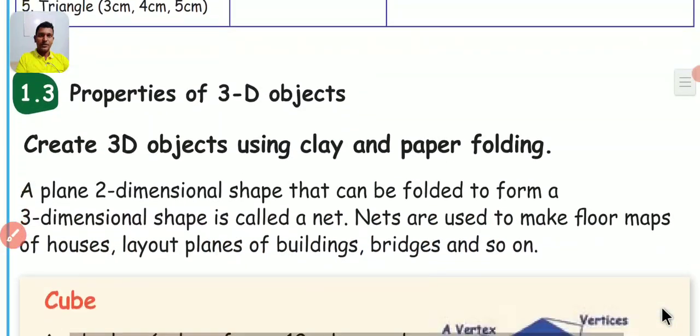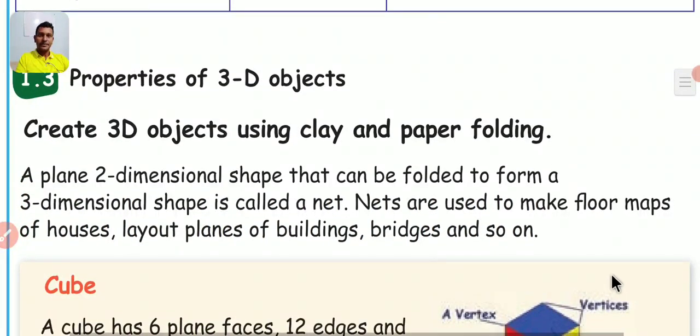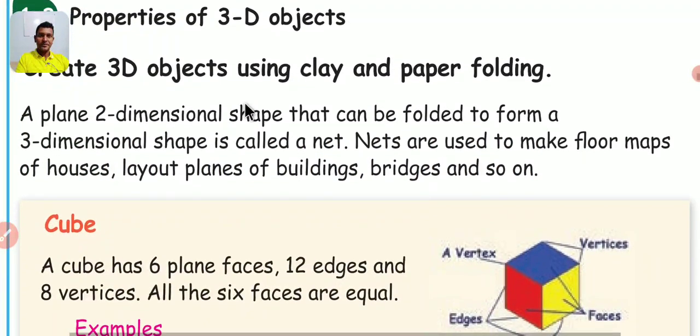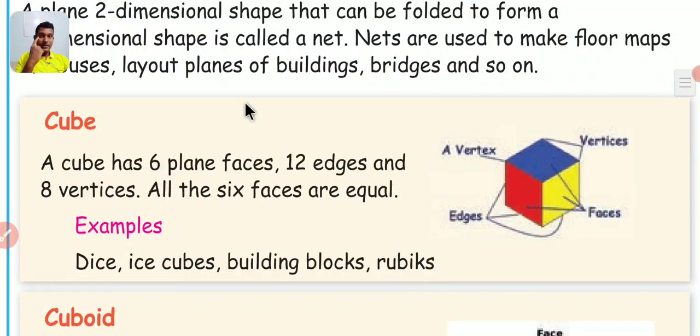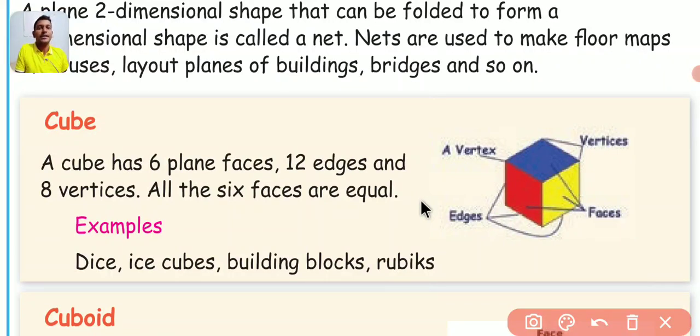Next I move on to 3D shapes. Okay, properties of 3D objects. You have already seen this in your third standard. A cube has 6 plane faces, 12 edges and 8 vertices. All the 6 faces are equal.